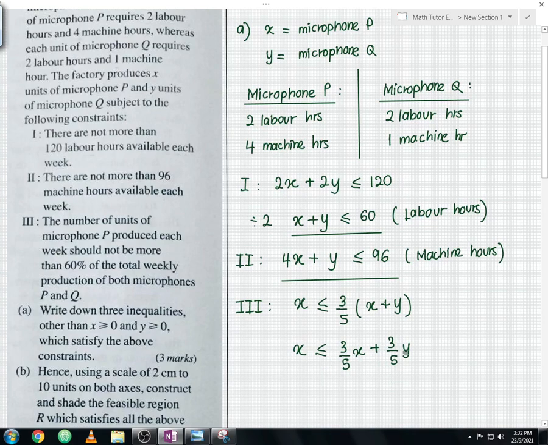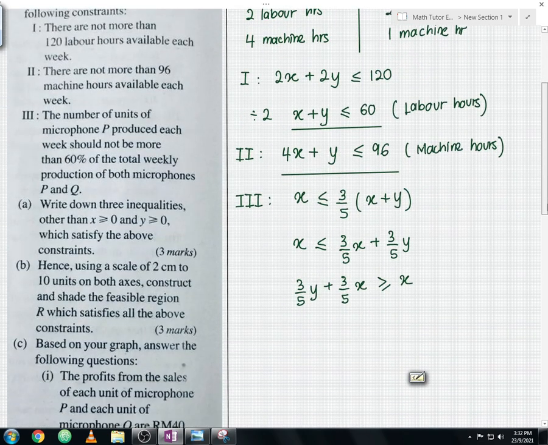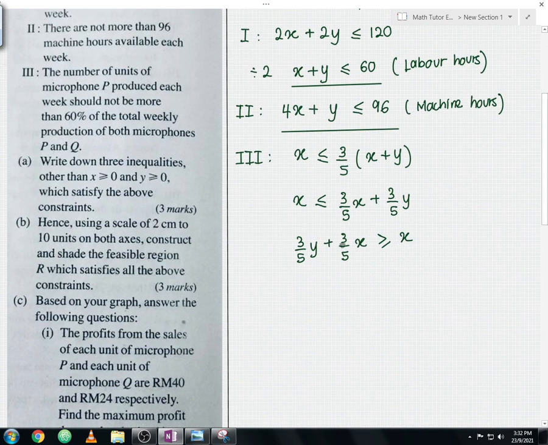From here you shift this equation. So you get 3 over 5 y plus 3 over 5 x more than equal to x. This 3 over 5 x, you move it over to the right hand side. So from here you get 3 over 5 y will be more than equal to 2 over 5 x.